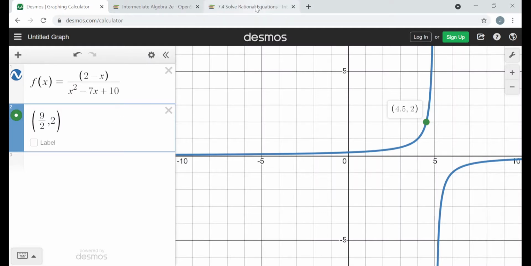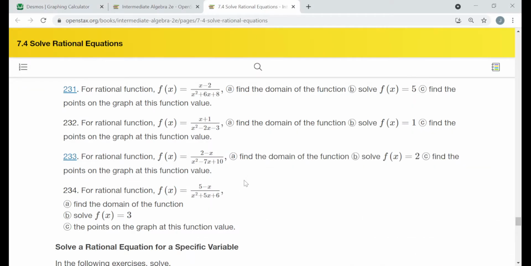All right, and I've got one last example. And again, you see all these are very, very similar. Example 4, which is exercise 234. For the rational function f of x equals 5 minus x divided by x squared plus 5x plus 6.